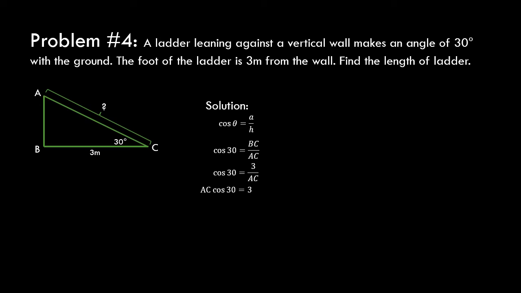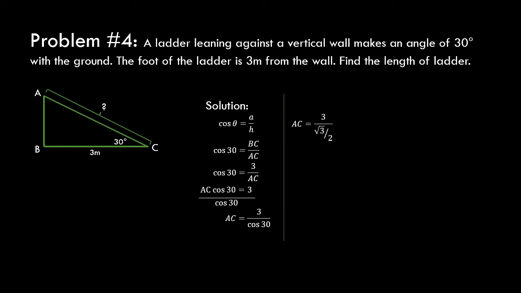Now, since we can't input this in our calculator, because our calculator won't give a direct answer, we're going to isolate AC, because this is what we're looking for. In order to do that, we're going to divide both sides of the equation by cosine 30. With that, we're going to get AC equals 3 over cosine 30. Now, if you input this in your calculator, you're going to get a direct answer. But I'm going to simply explain it specifically here so that you can understand better.